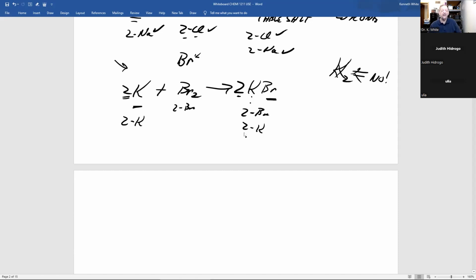And if we look at this, let's check, and this is an important thing to do, especially on a test: 2 potassium, 2 potassium, 2 bromine, 2 bromine, everything's accounted for. You have the same number and same type of atoms on the reactant side as the same number and same type of atoms or elements on the product side. And it's balanced.